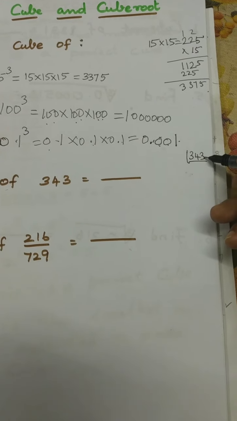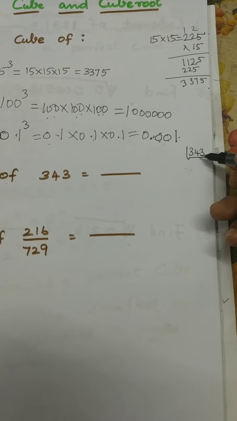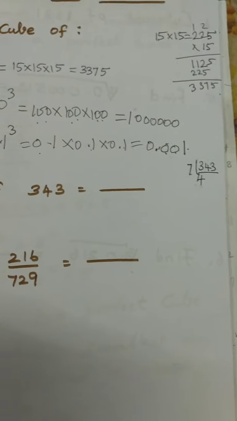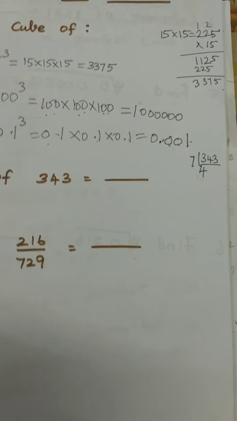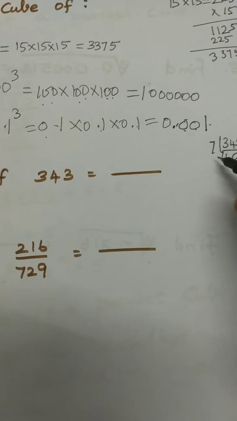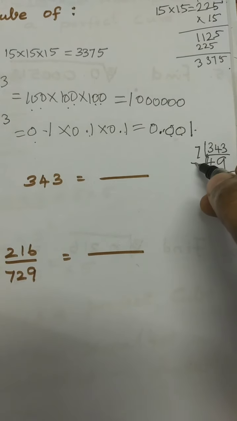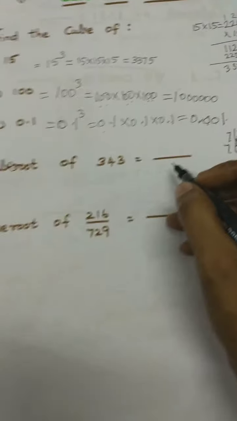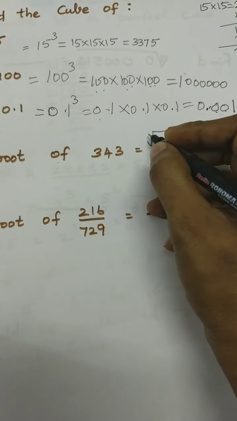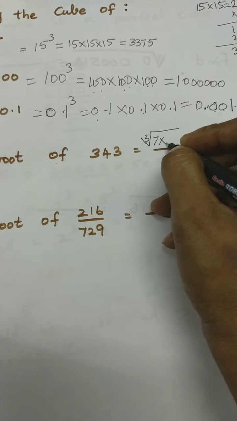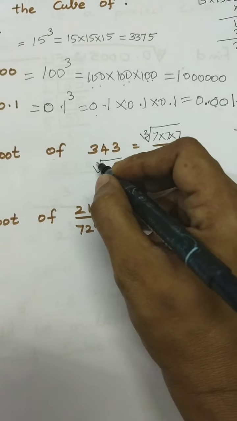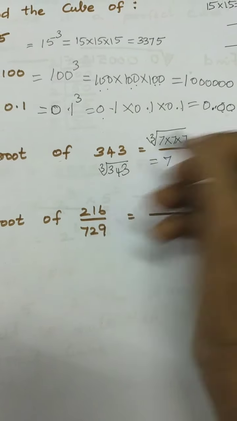7 fours are 28. 34 minus 28 is 6. So here 63 will come. 9 sevens are 63. Yes. And you can divide again by 7. 3 sevens are here, isn't it? So they asked the cube root of 343, so the cube root of 7 into 7 into 7 is equal to 7. So the cube root of 343 is equal to 7.